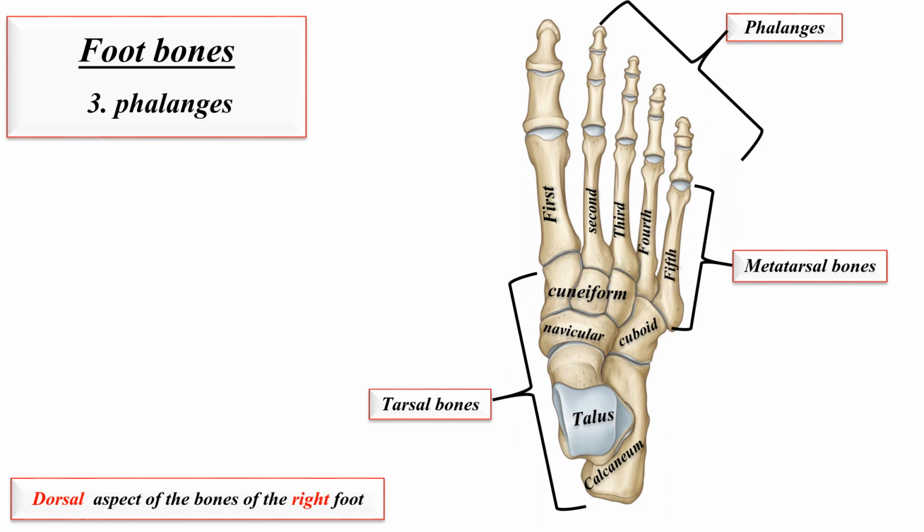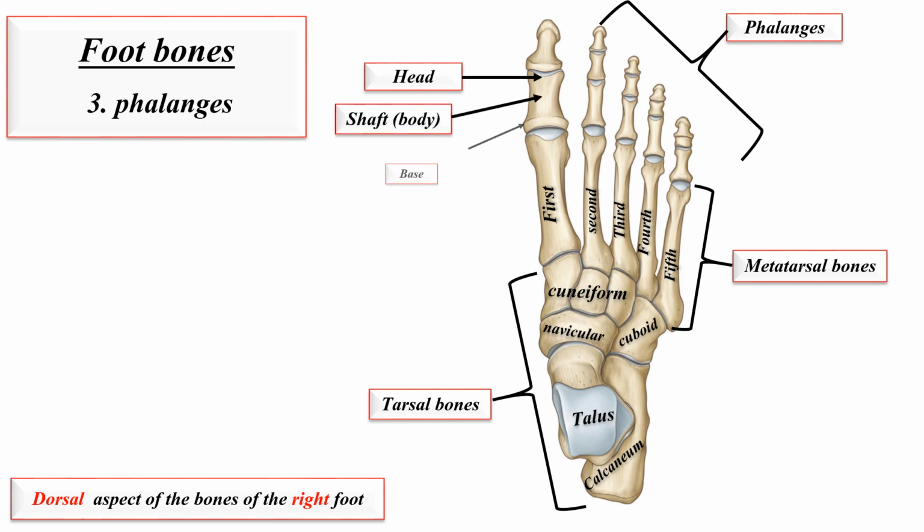In the metatarsal bones, each one has a head, shaft or body, and base. Like the metatarsal bones, each phalanx has a head lying distally, shaft in the middle, and base more proximally.